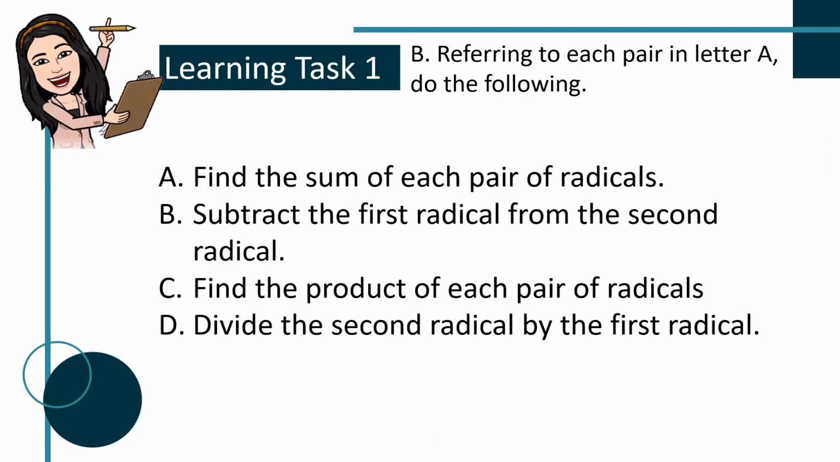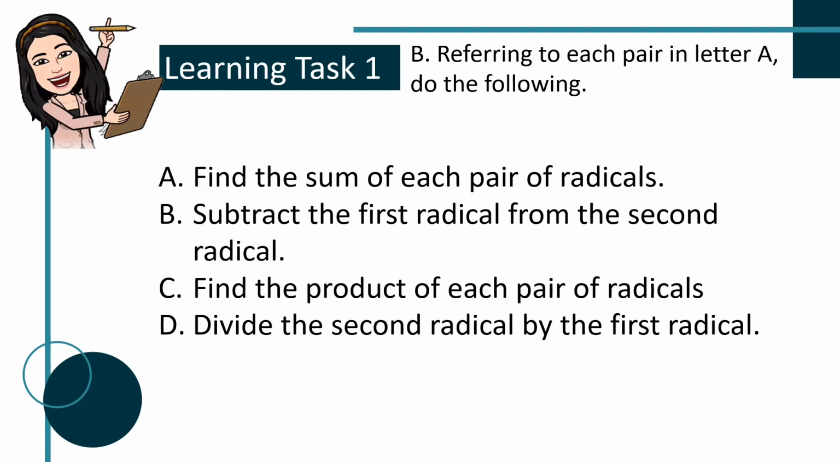Okay, so this time, let us proceed with your learning task number 1, yung letter B. Sabi dyan, referring to each pair in letter A, do the following. So, ito yung apat na hanapin natin. Find the sum of each pair of radicals. Next, subtract the first radical from the second radical. Letter C, find the product of each pair of radicals. And letter D, divide the second radical by the first radical. Lahat ng ito ay gagawin natin sa bawat pair na nakuha natin sa ating letter A.